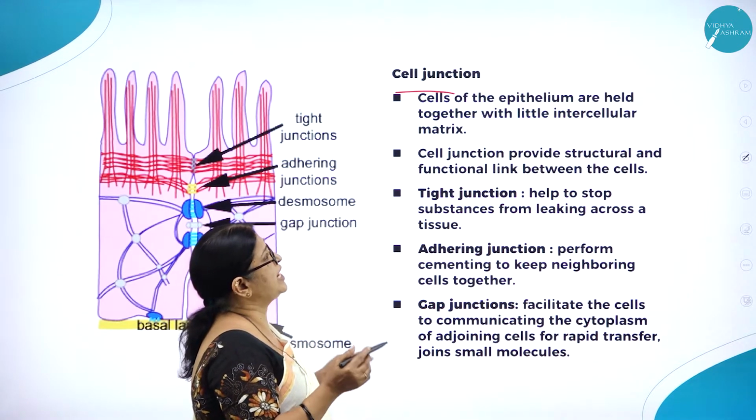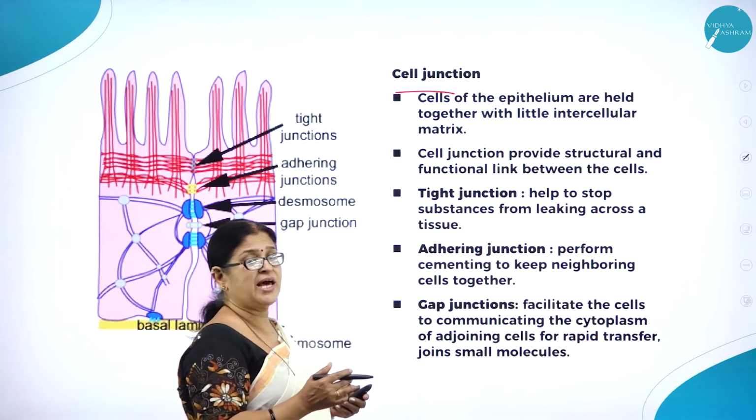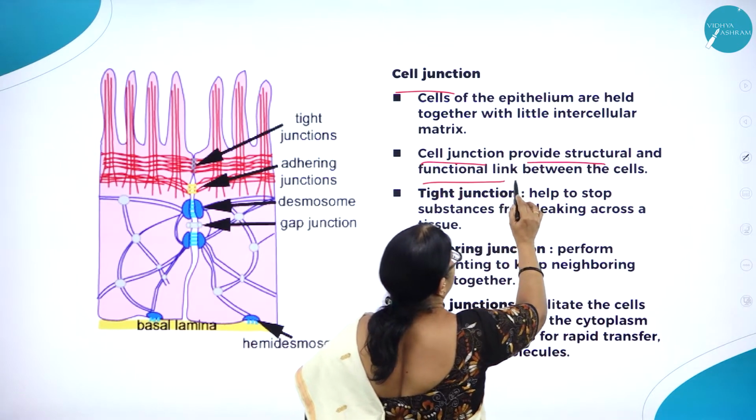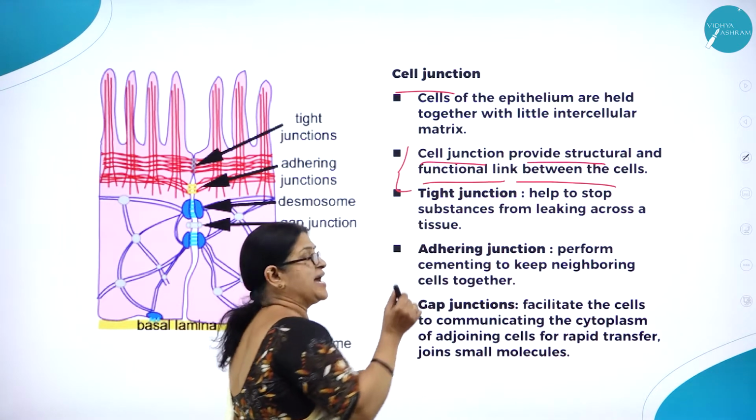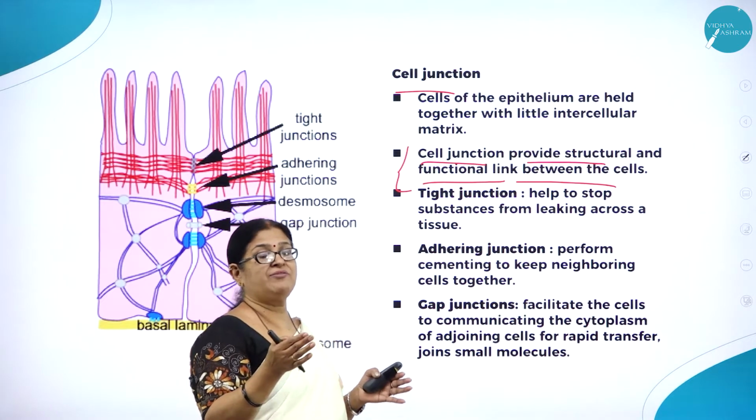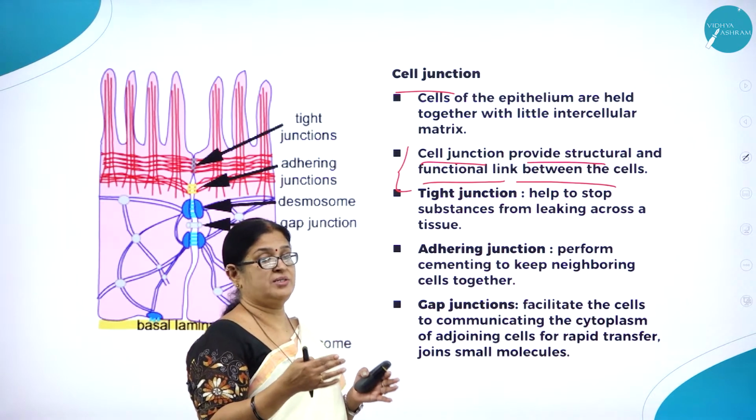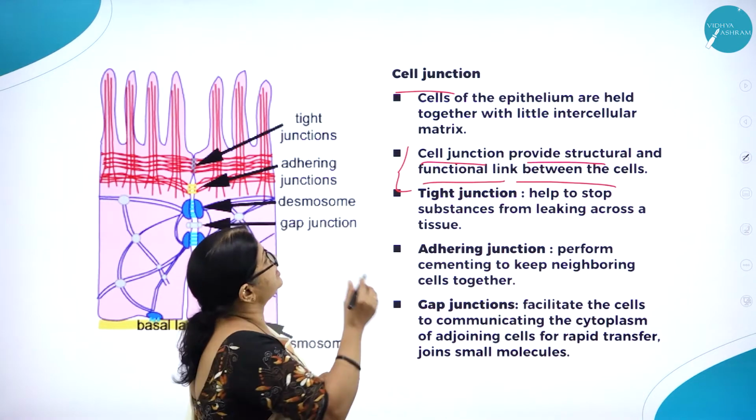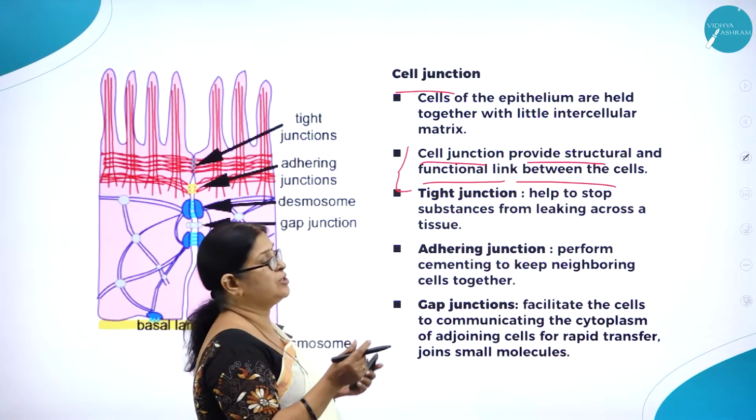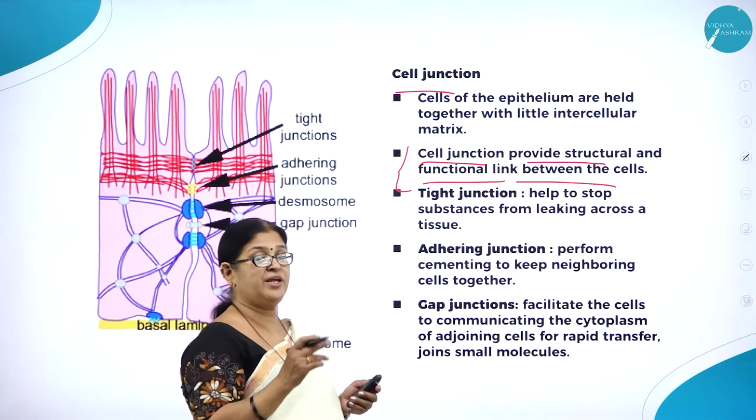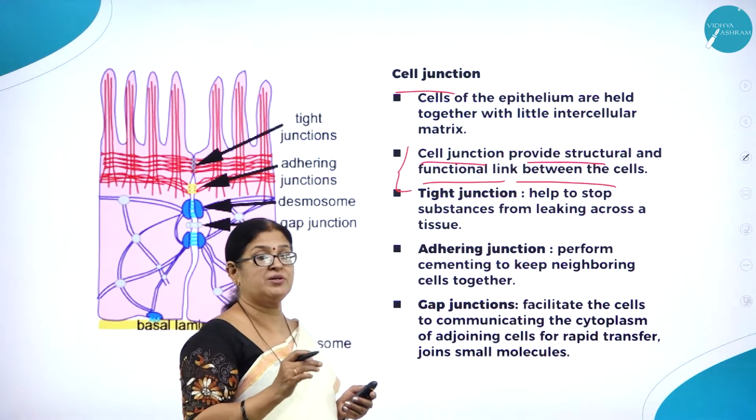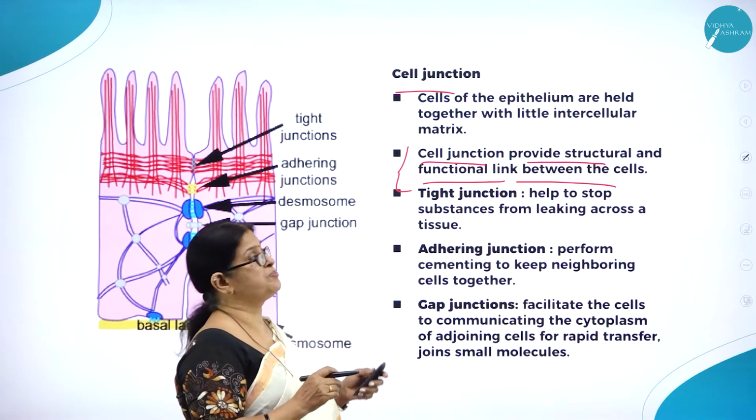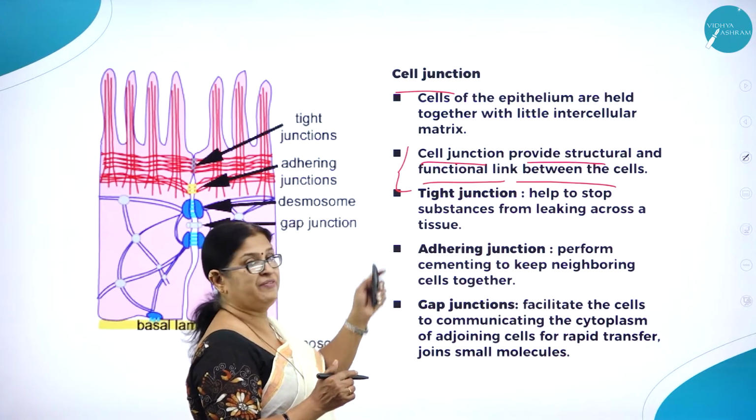Cells of the epithelium are held together with little intercellular matrix. So cell junction provides structural and functional link between the cells. So it acts as a link, like we have this railway junction, bus junction. So junction is like a meeting point. So it connects. In a similar way, cells of the epithelium are held together with little intercellular matrix. That is a very unique feature of epithelium, where we come across little intercellular matrix or jelly-like substance. And cell junctions provide structural and functional link between the cells.